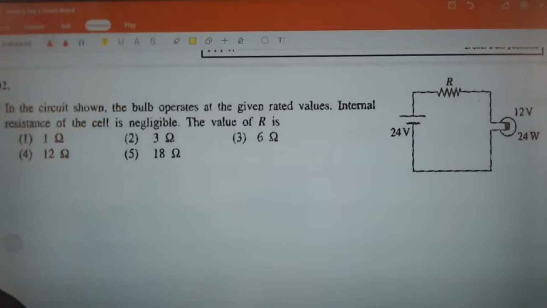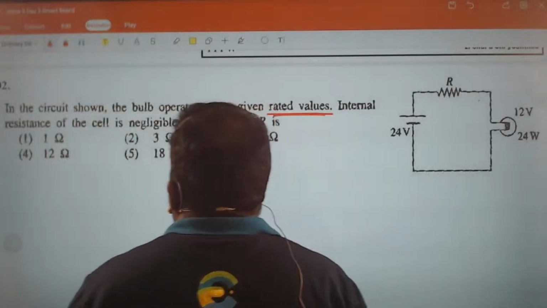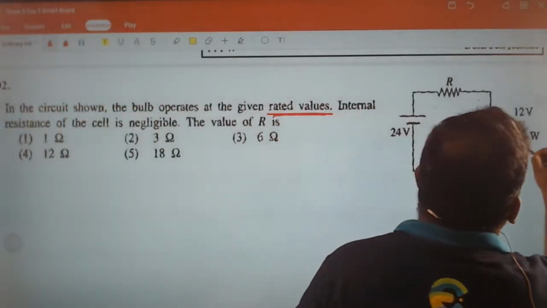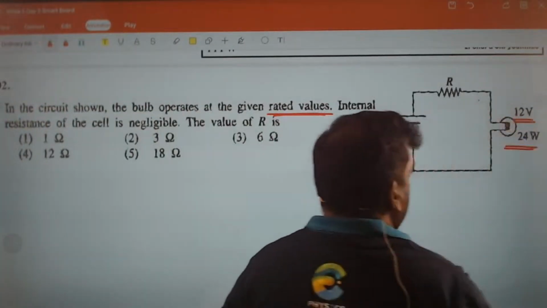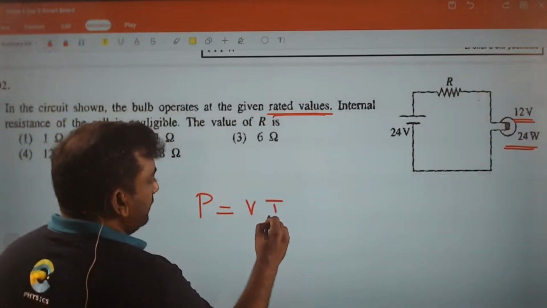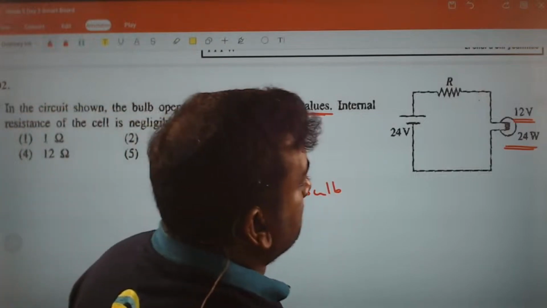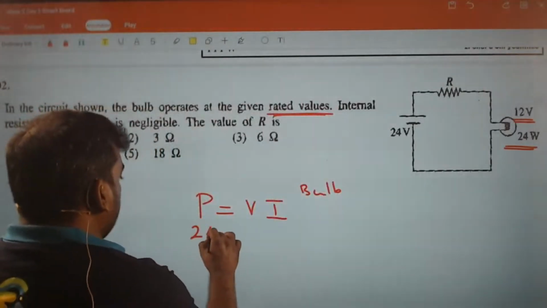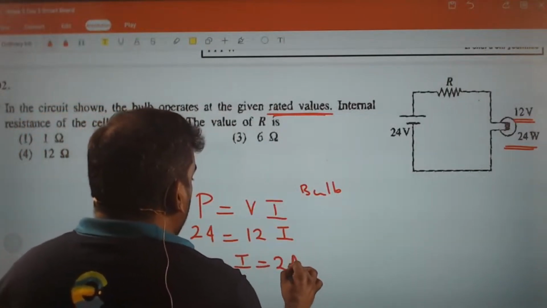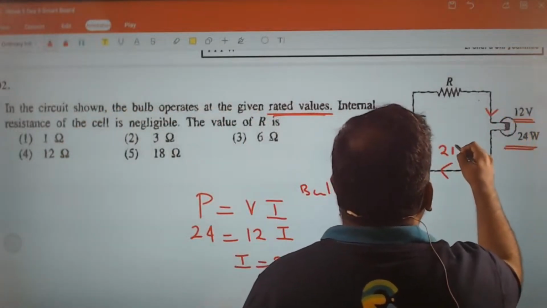In the circuit shown, the bulb operates at a given rated value. Internal resistance of the cell is negligible. The value of R is. What's the rating? 24 watt, 12 volt. So when they give the power, power is equal to VI. This is for the bulb. Power is given 24 watt, 12 volt. We can find the current. Current is going to be 2 amperes. So current through the circuit here is going to be 2 amperes.